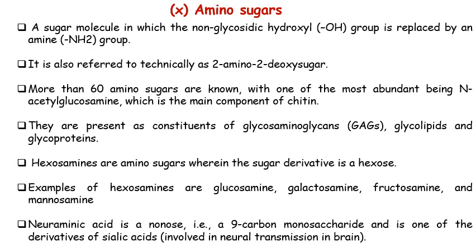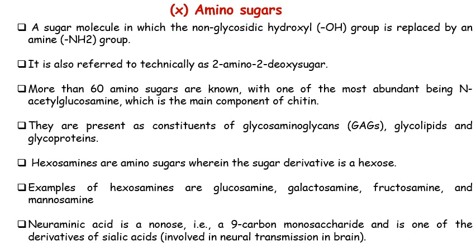There are more than 60 amino sugars known, and one of the most abundant is N-acetyl glucosamine, which is the main component of chitin, that makes the chitin. They are present as constituents of glycosaminoglycans, glycolipids, and glycoproteins.